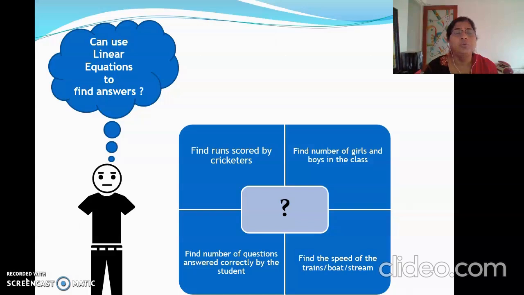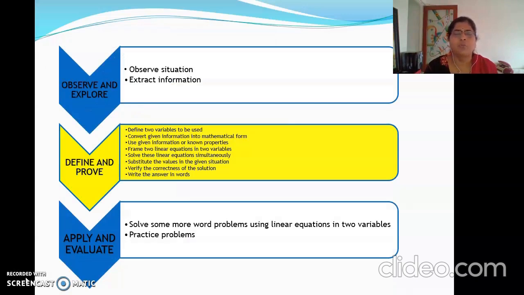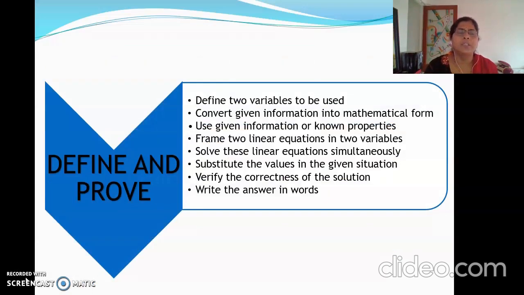Can we use linear equations to find these answers? Yes, we can. So let's now move on to the second phase of our presentation, define and prove. In this stage, we will follow certain steps, which are defined as follows. We have to first identify the 2 unknowns, and define 2 variables to be used.